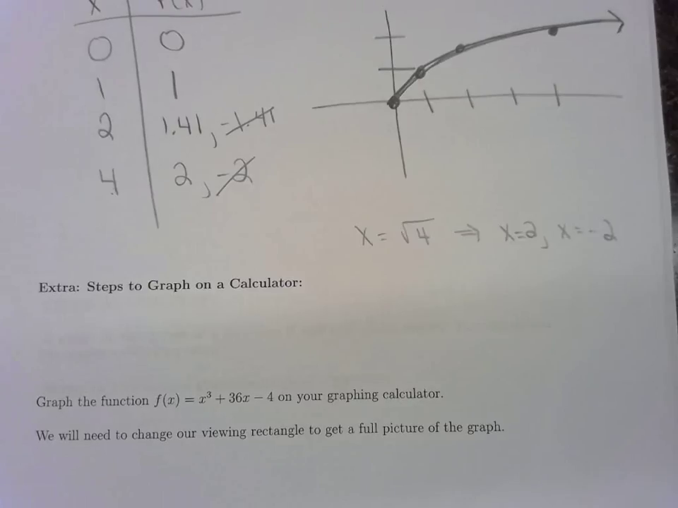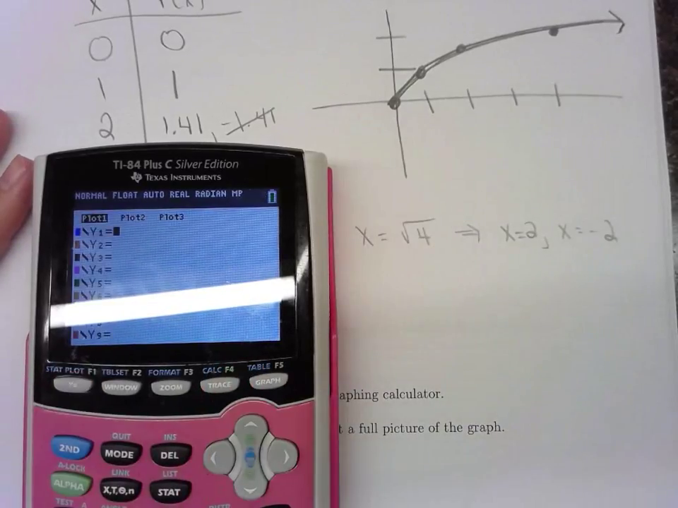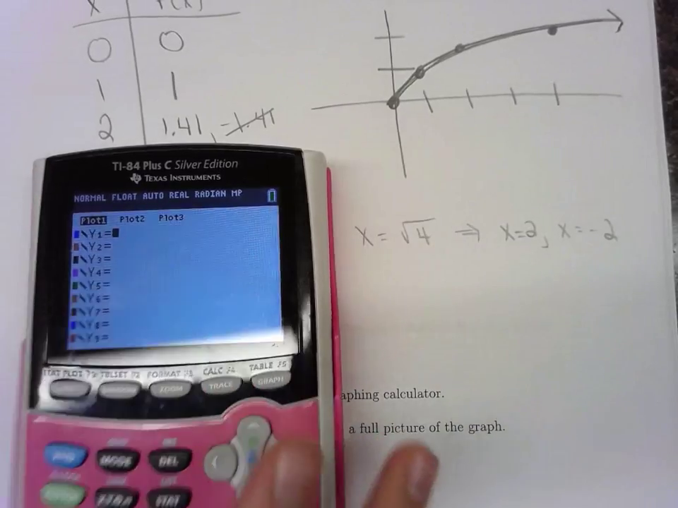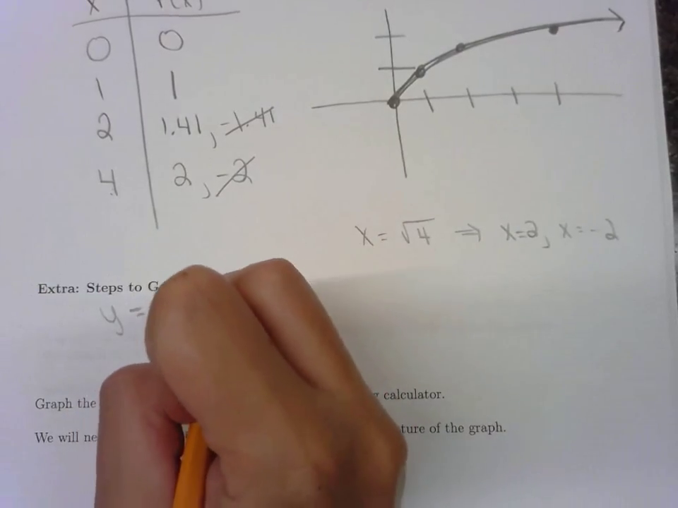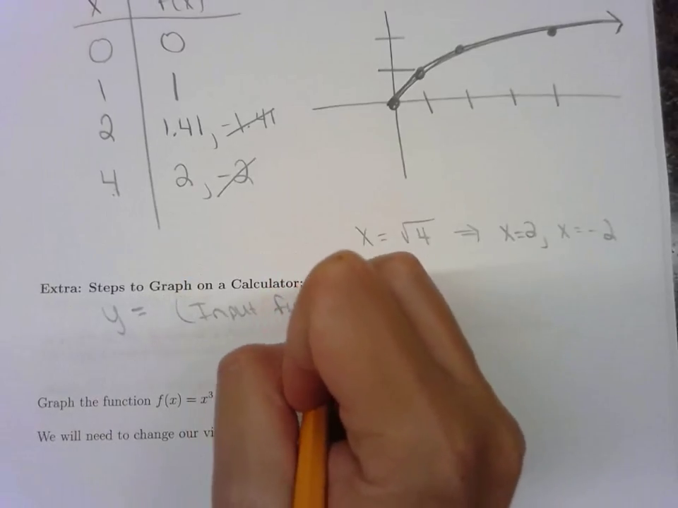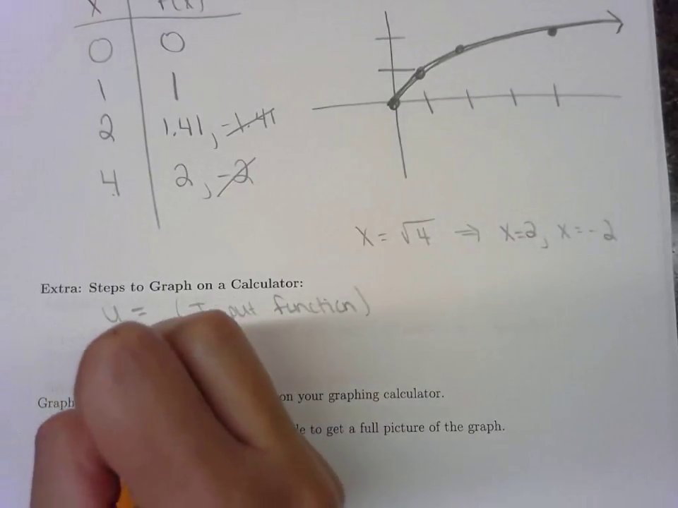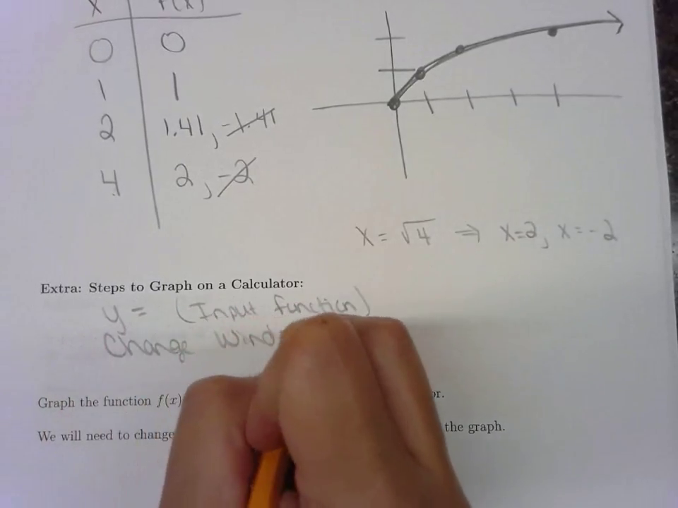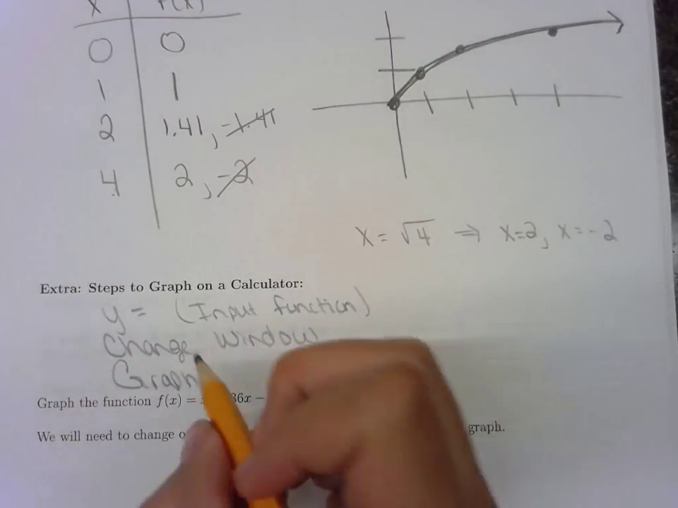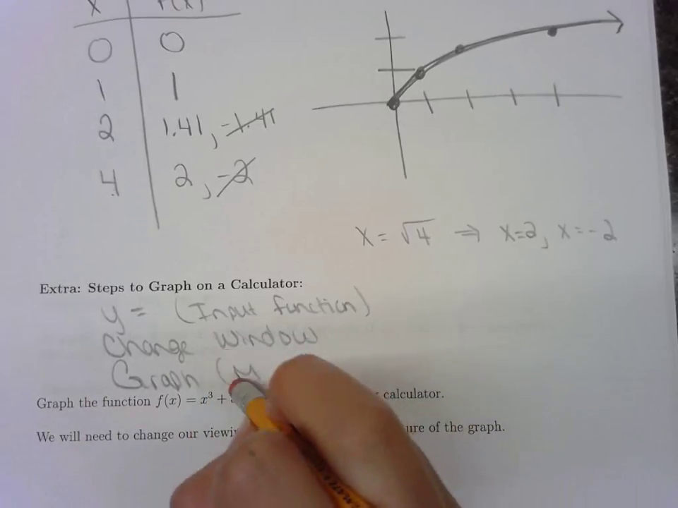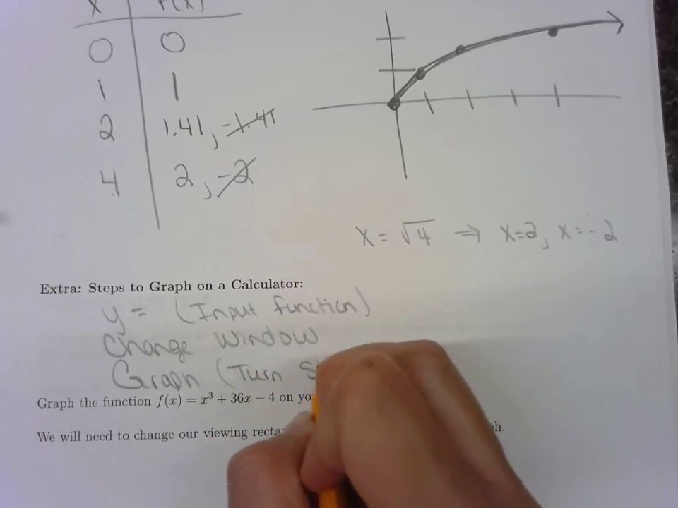Okay, so to graph with a calculator, the first step is to, let me clear this out, go to y equals. So y equals, that's going to just be your function. Okay, so we do y equals. Here you input your function. Then we're going to change the window. I'm just going to go ahead and write out the steps, and then we're going to graph. And I'm going to put in parentheses, turn your stat plot back off, because if not, you're just going to have these weird points. Turn stat plot off.